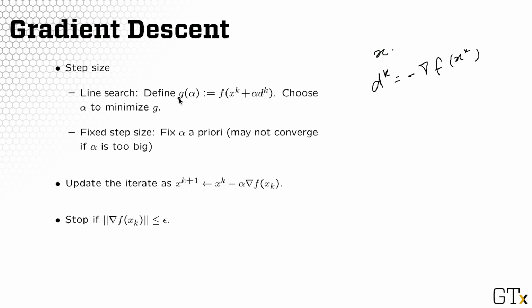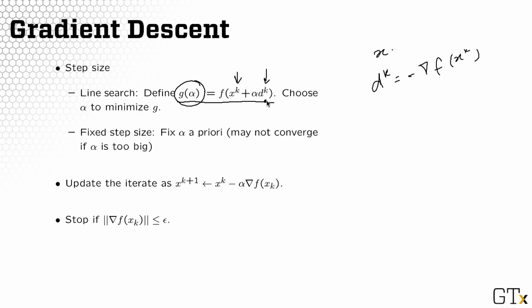Let me define a new function g of alpha, which is parameterized with respect to alpha. It is the function value evaluated at xk plus alpha dk. Remember that xk is given to us, and we have already picked what dk should be. So the only thing that is unknown is alpha. We'd like to pick a step size alpha to minimize this function g of alpha.